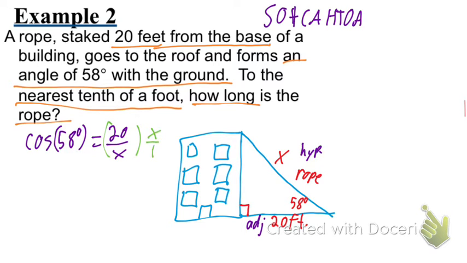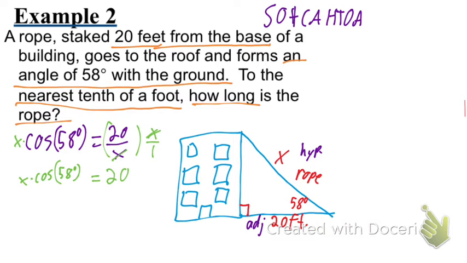We're going to multiply by x over 1. Because what's going to happen? Is there going to be an x in the denominator on the right-hand side anymore? No, they're going to reduce, and what are you left with on the right-hand side? 20. Now, what do I have to do if I multiply the right side by x? Multiply the left side by x. So I'm going to have x times the cosine of 58 degrees is equal to 20.